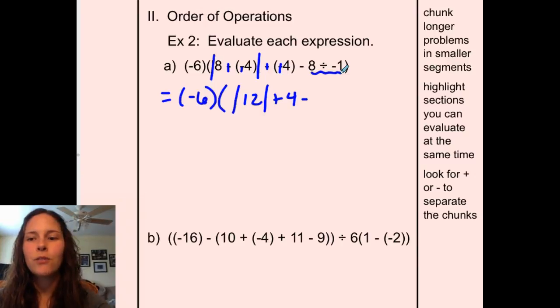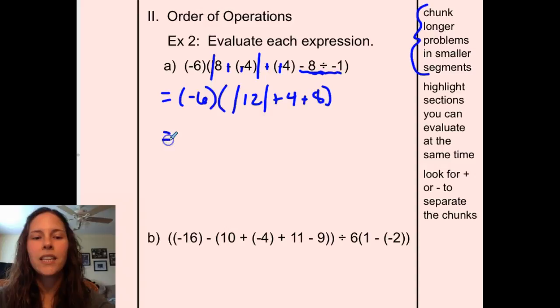If you look off to the right, one of the key things to remember about an order of operation problem is to chunk them into smaller segments. This way you can perform more than one operation at a time, and it won't take you 16 steps to get through an example. -8 divided by -1 is +8.